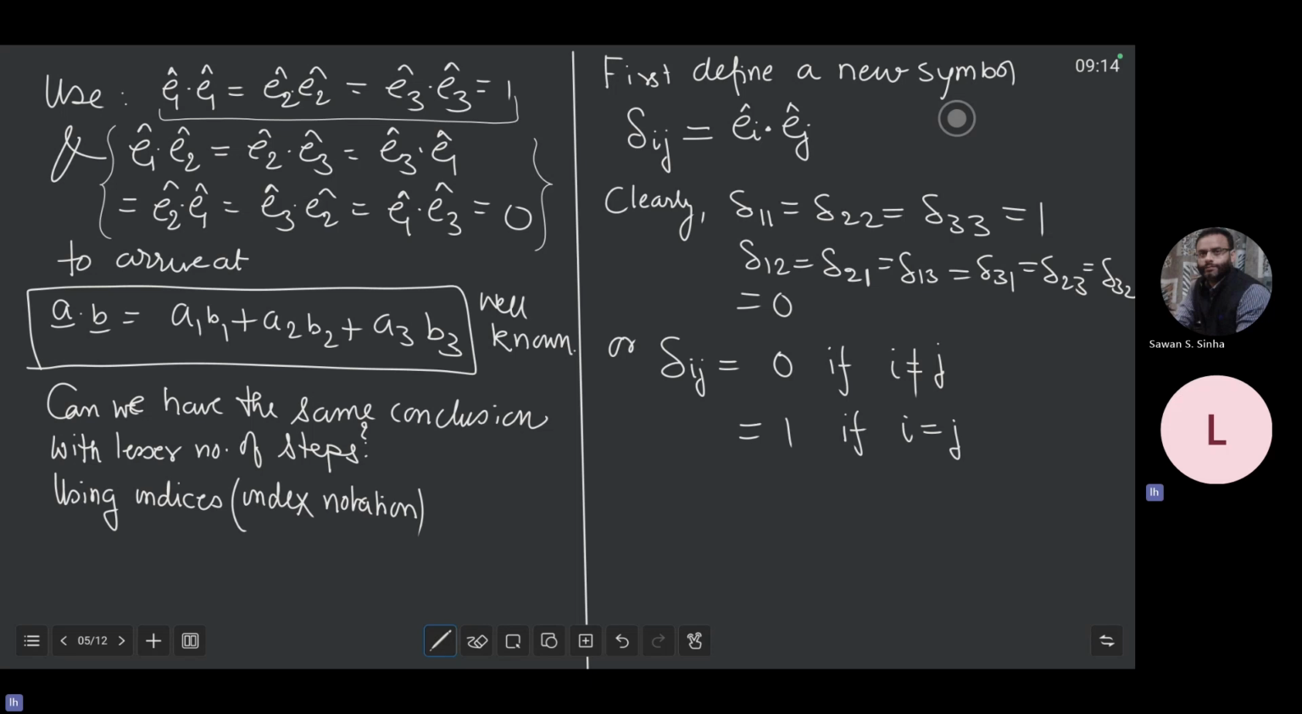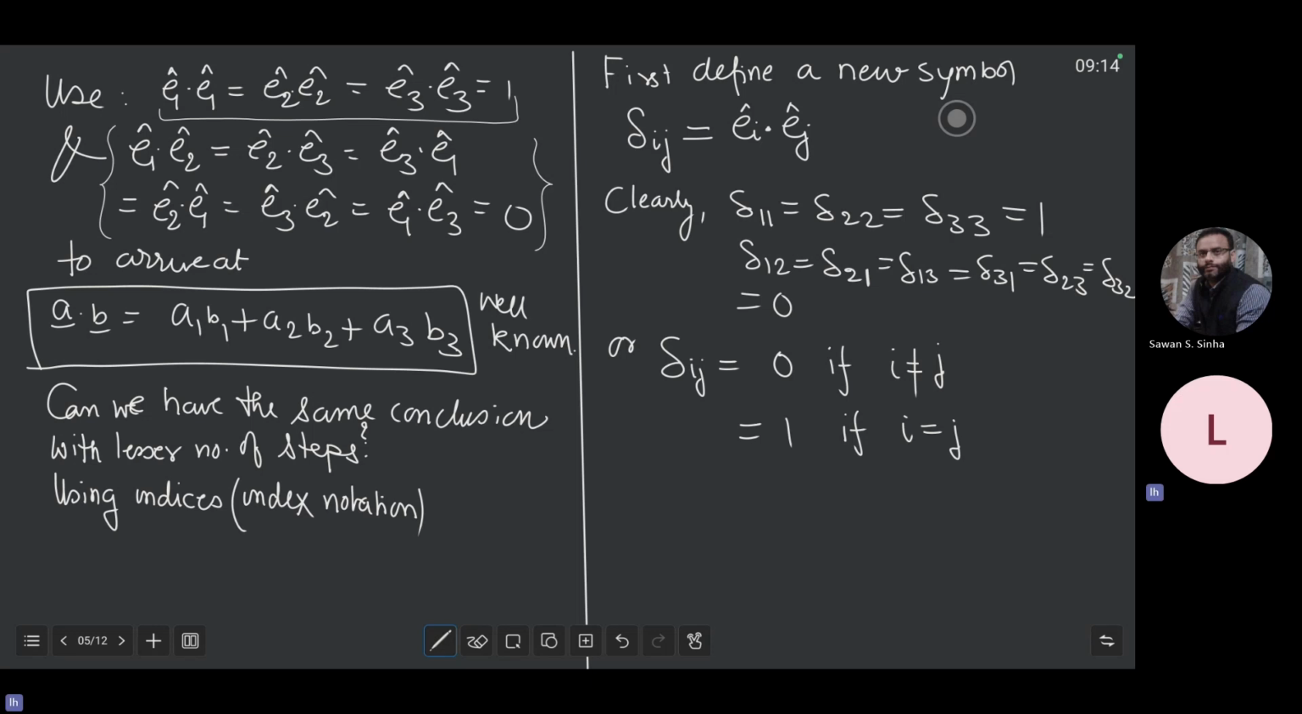Now what I want to do is the same operation using what I am calling index notation. Index notation means i, j will come. Einstein's summation rule, which we made yesterday, will also be used if required. And why do I want to do that? I said yesterday, why do I want to use Einstein's summation rule or index notation? Write less, convey more. Can we have the same conclusion with a lesser number of steps? Same thing, write less, convey more, using indices. And that's what I'm calling index notation.